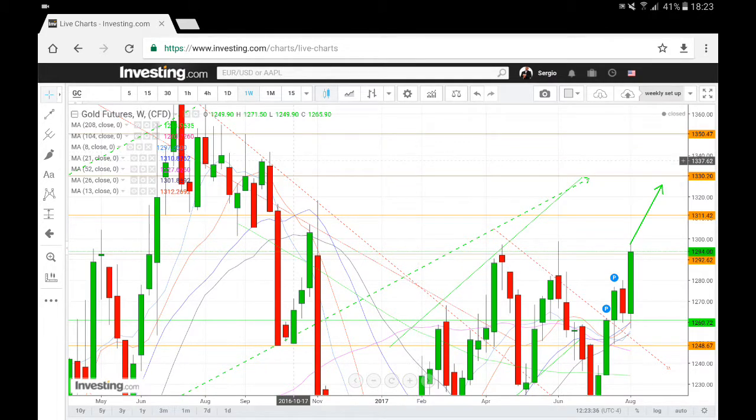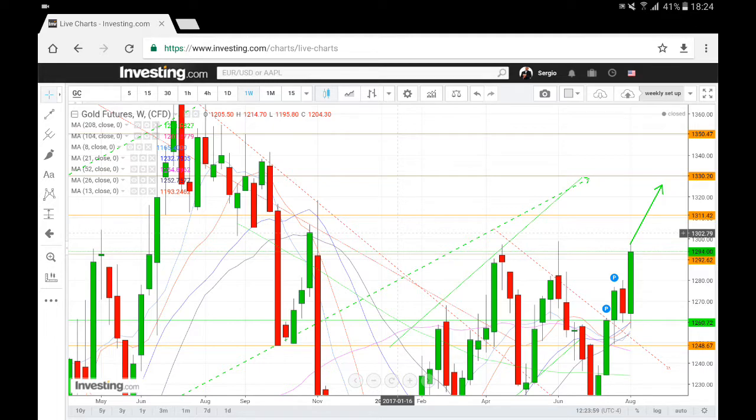We can clearly see that we already visited that particular point, but towards the downside. So maybe now we're going to revisit those levels. But first of all, we need to clear the 1300 level and go much higher from there, and that's what I'm expecting. So what's the catalyst here?